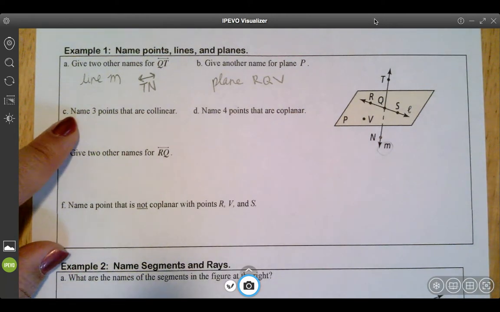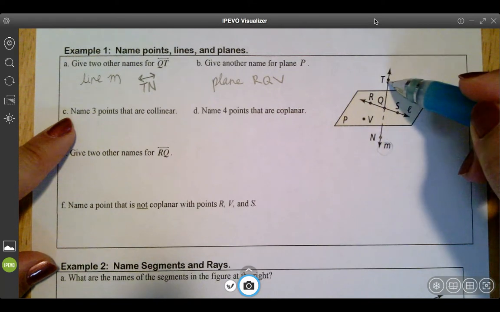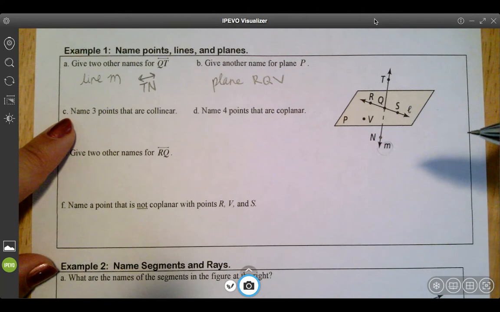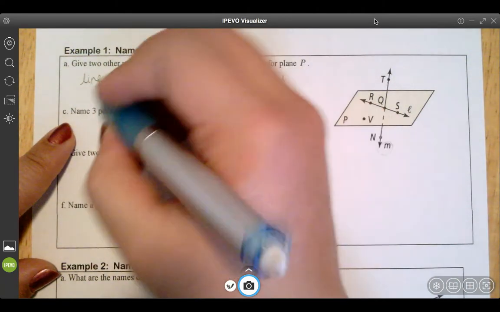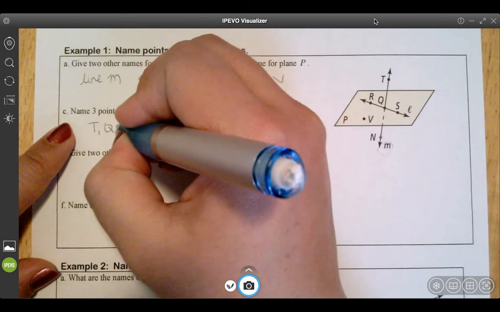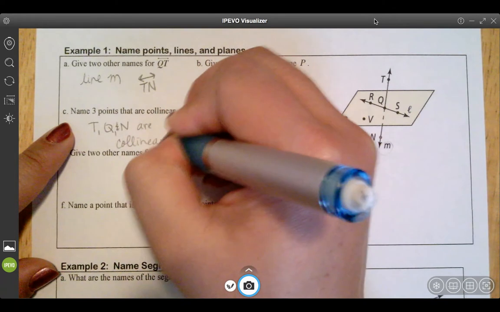Okay. Part C, name 3 points that are collinear, 3 points that are on the same line. Now we have a couple options here. We already talked about how this line has 3 points on it. We also said this line has 3 points on it. So either of those would be fine. So 3 points that are collinear, I'm going to choose to use T, Q, and N are collinear.